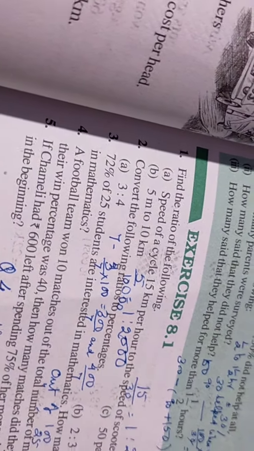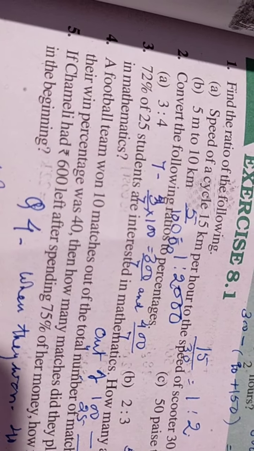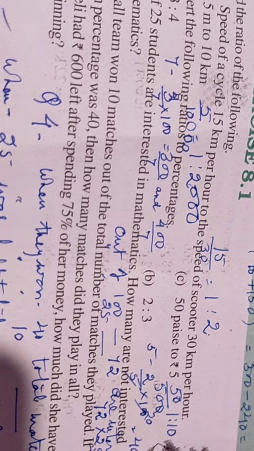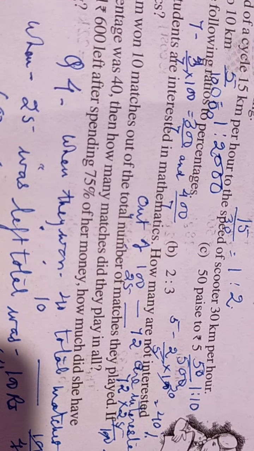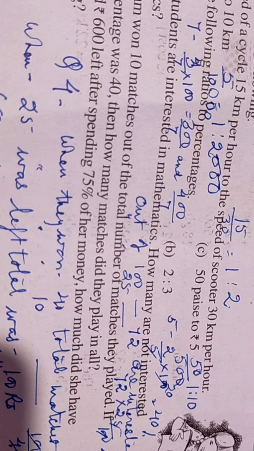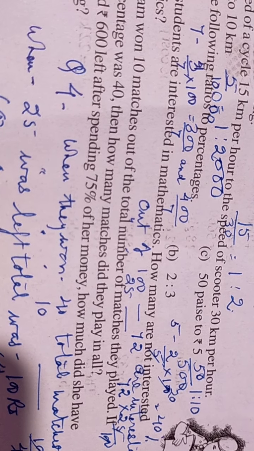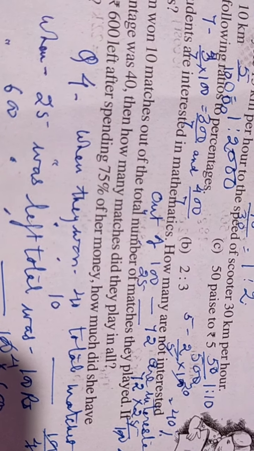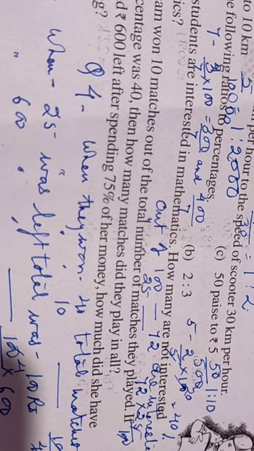So here you have to convert the units in the same way. That means they should have the same units. 50 paise to 5 rupees. So 1 rupee has 100 paise. So 5 rupees will have 500 paise. So 50 upon 500 is equal to 1 is to 10. So this is the ratio.